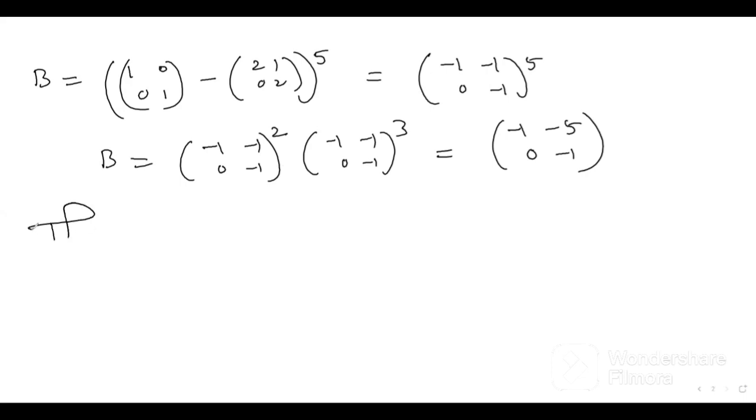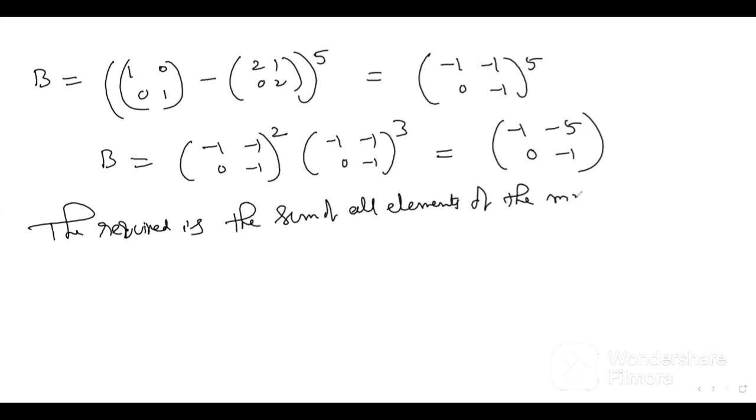What is required? The required is the sum of all elements of the matrix B, which is equal to minus 1, minus 5, 0, minus 1. What we get here as the answer? Minus 7.